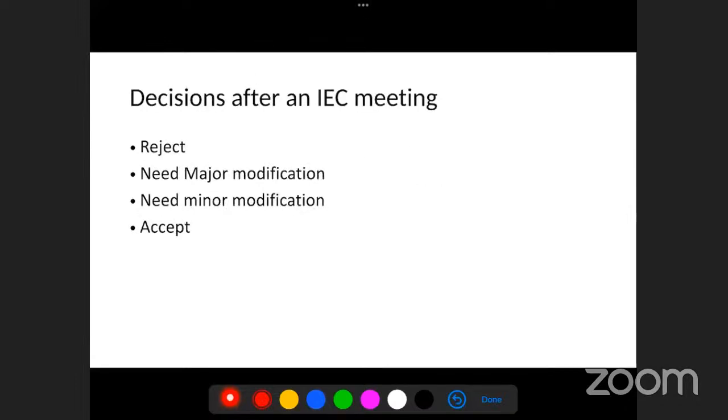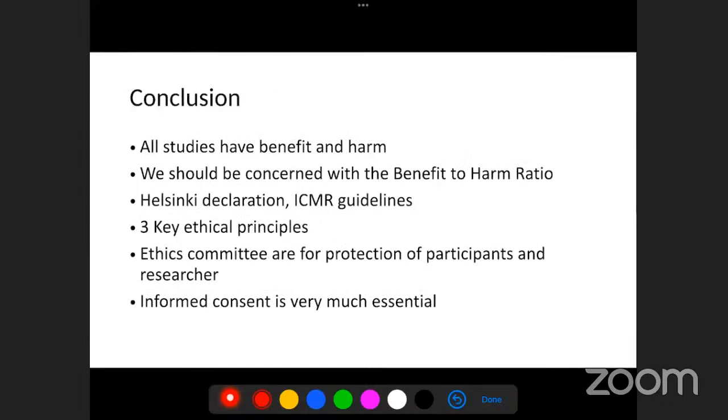Now, the ethics committee can make a decision about rejecting the protocol, but when they reject, they should give specific reasons why. They can also suggest major modification. Then in their letter, they should specifically say what corrections and modifications are needed. It may suggest minor modification or it may suggest acceptance.